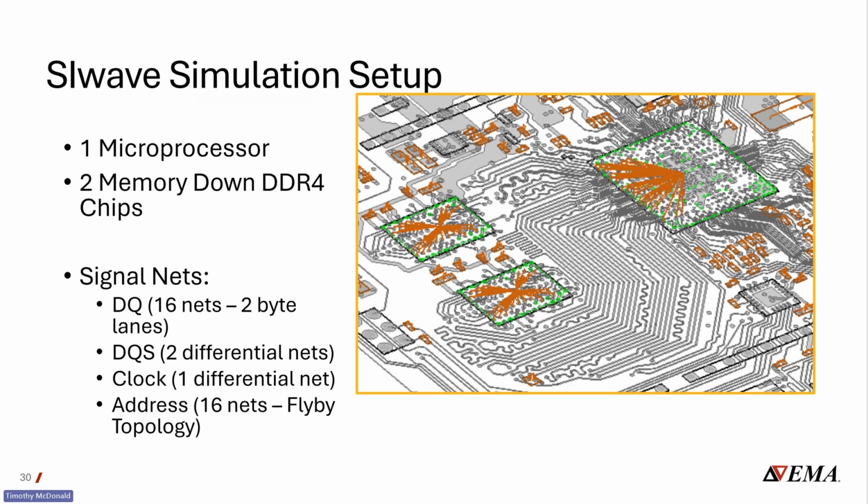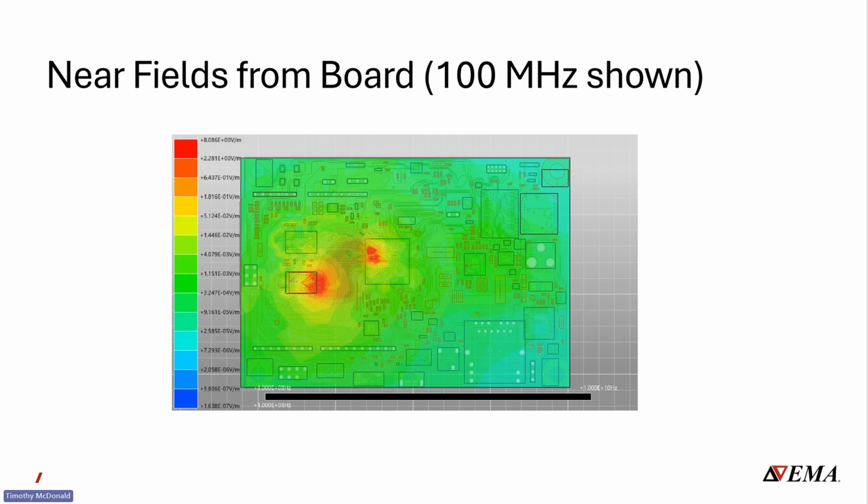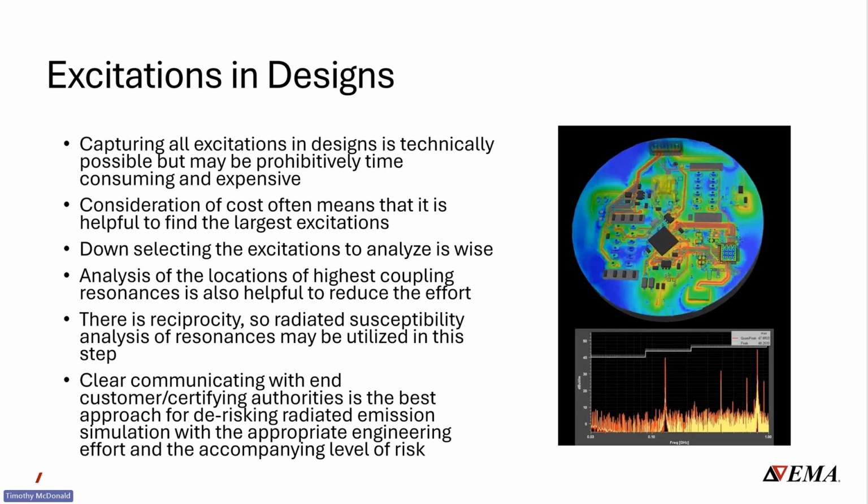So an example of some of the simulation setups. You can pick a couple of excitations here. In this case, this is a DDR4 excitation that's used. In this case, a handful of nets. And then we can capture, in this case, just at the board level, we can look at the near fields emanating from the board. In this case, we're looking at just the 100 megahertz.